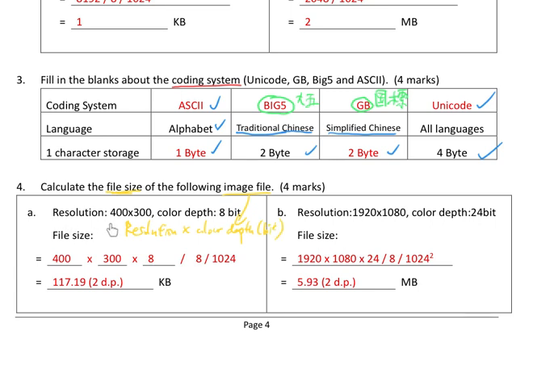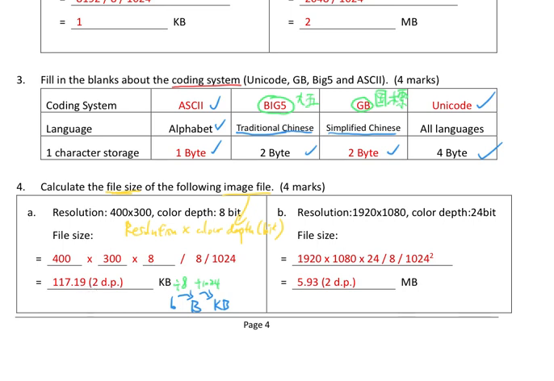The resolution is 400 times 300. Color bit is 8 bit. So the file size is 400 times 300 times 8. And then this is bits. We want to change it to kilobyte. Okay, so we remember that from bits, we should change to byte first and then change to kilobyte. So we need to divide it by 8 for one time and then divide by 1024 for another time. Okay, so by using calculator, the answer should be 117.19.